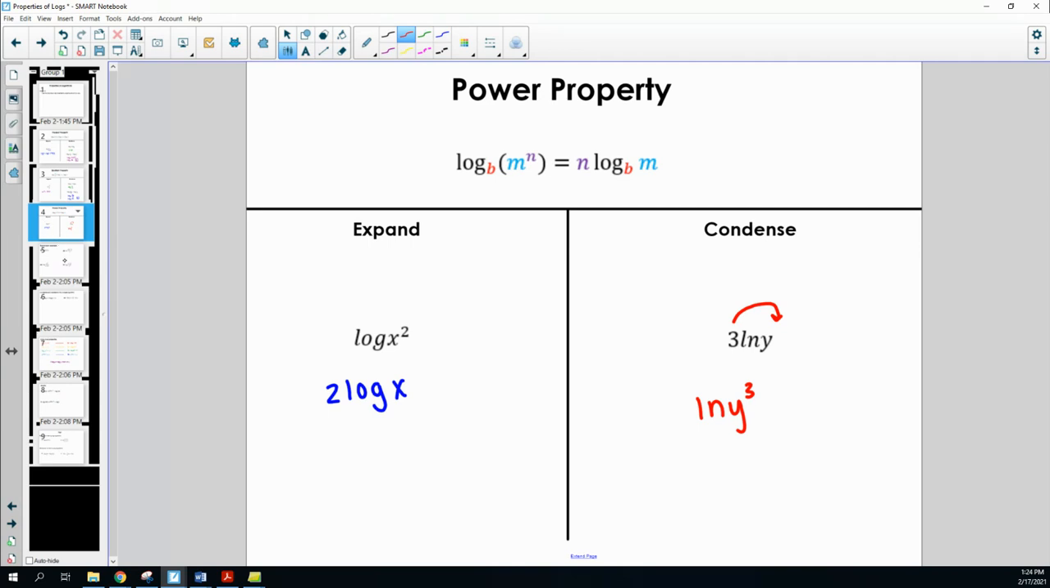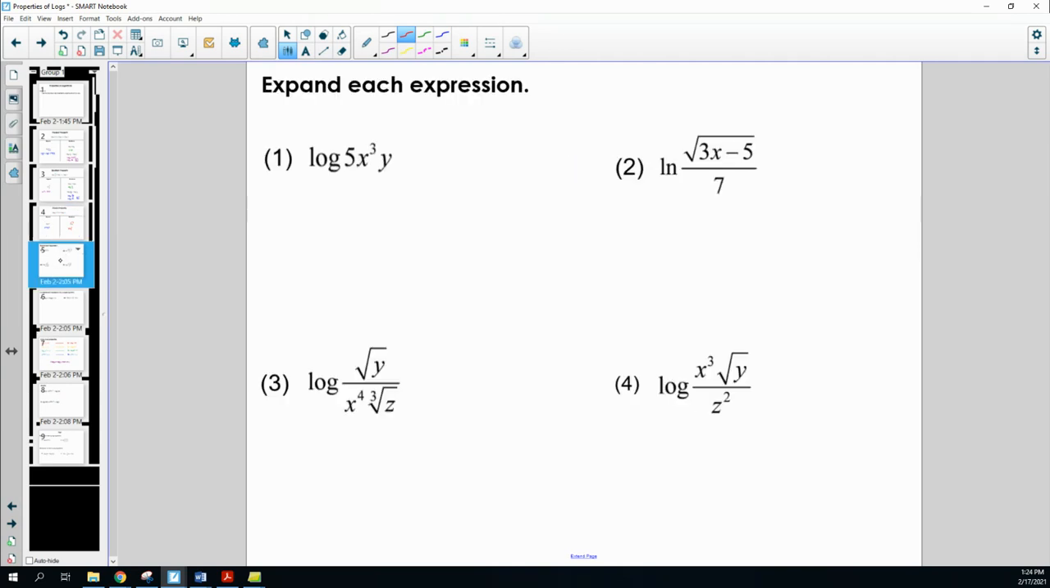Okay, so let's put all these together. So for number 1, expand each expression. So we look at this and we see that the 5, x cubed, y, they are all being multiplied. So I can break this up with addition. So first I'll have log of 5 plus log of x cubed plus log of y.